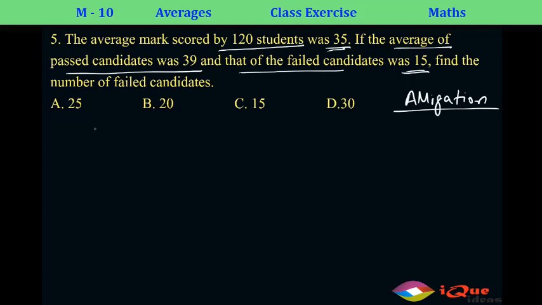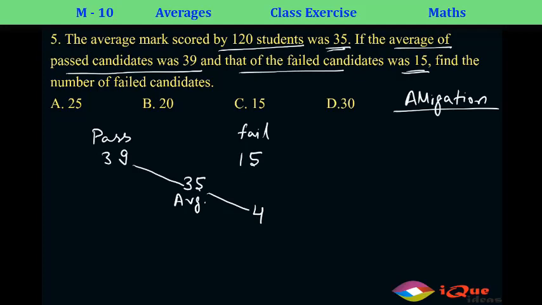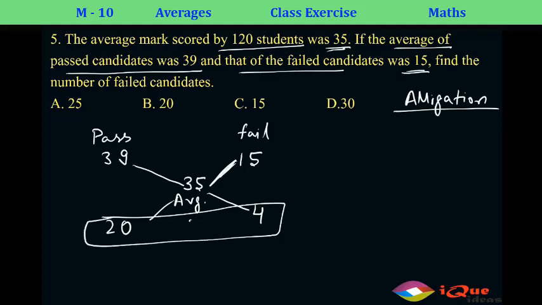There are two groups. One is the group of passed students and their average marks is 39. And one is a group of failed students. Their average marks is 15. And the overall average is 35. So what we do? We take difference of these two and we say that that difference 4 is the weightage of the second group, and we write it below that. Similarly, difference of these two, 15 and 35, the difference will be 20 and that will represent the weightage of the pass group. So the ratio of quantities will be this 20 is to 4, which is 5 is to 1.